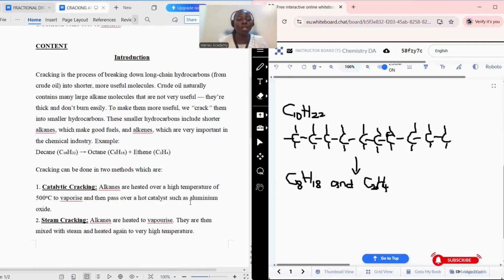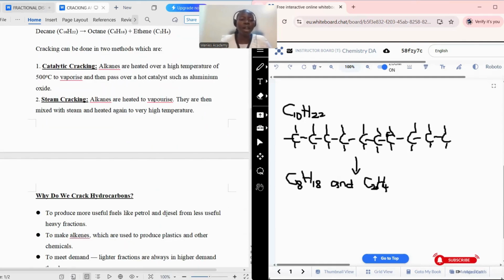So cracking can be done in two methods, which are catalytic cracking and steam cracking. Catalytic cracking is when alkanes are heated to a high temperature of 500 degrees Celsius to vaporize. So when this is vaporized, it is passed over a hot catalyst. In this case, we have aluminum oxide, which is a catalyst. Then the other one is steam cracking. In steam cracking, alkanes are heated to vaporize. So when they are vaporized, they are then mixed with steam and heated again at a very, very high temperature. So these are the two different methods of cracking.